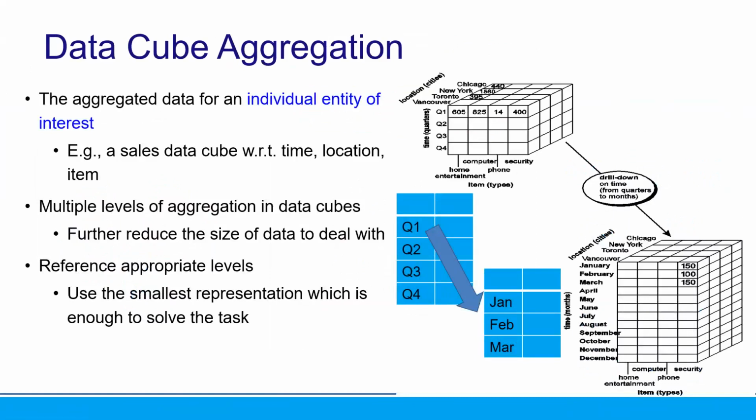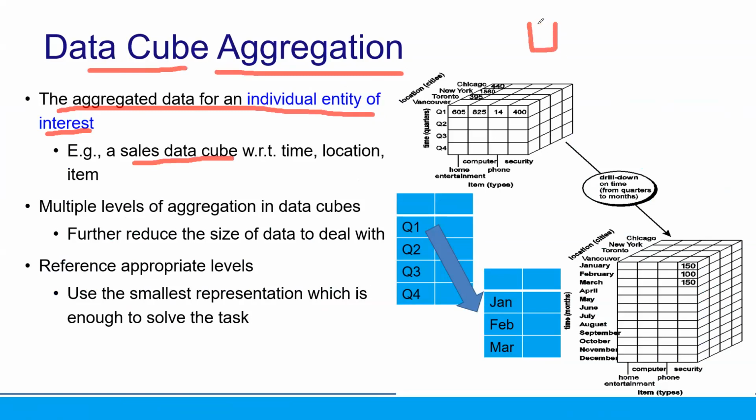Sometimes we can also do the data reduction with aggregation. Aggregation means we want to aggregate the data for individual entity of interest. Let's say I have this sales data cube. We call it a data cube, because this is a cube. And I have this cube with regard to time, location, and items.